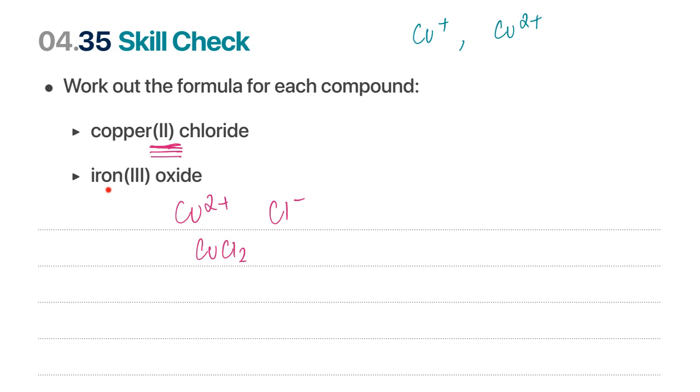How about iron(III) oxide, the second one? What's the charge on the iron? 3, right? Because the Roman numerals are telling you what the charge is. So it's iron 3 plus with oxygen, which is obviously going to be 2 minus. I do the swappity swap, and it's Fe2O3.